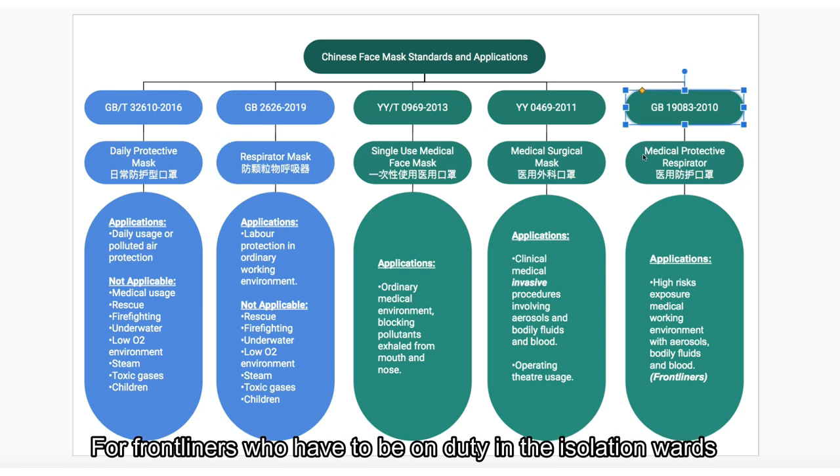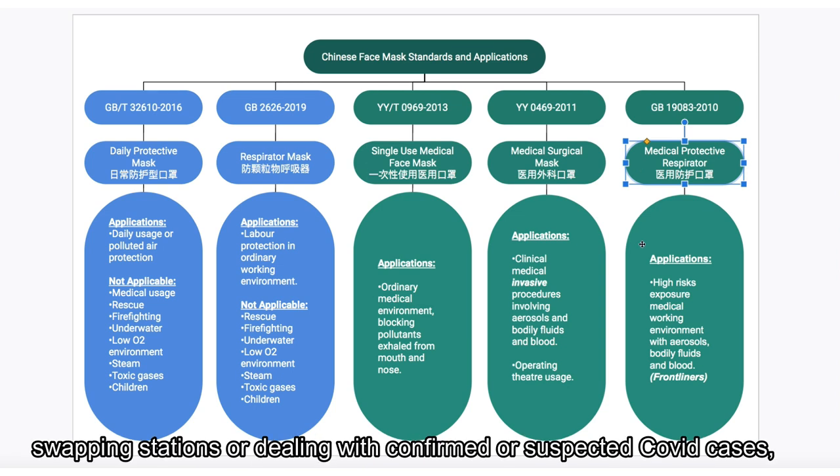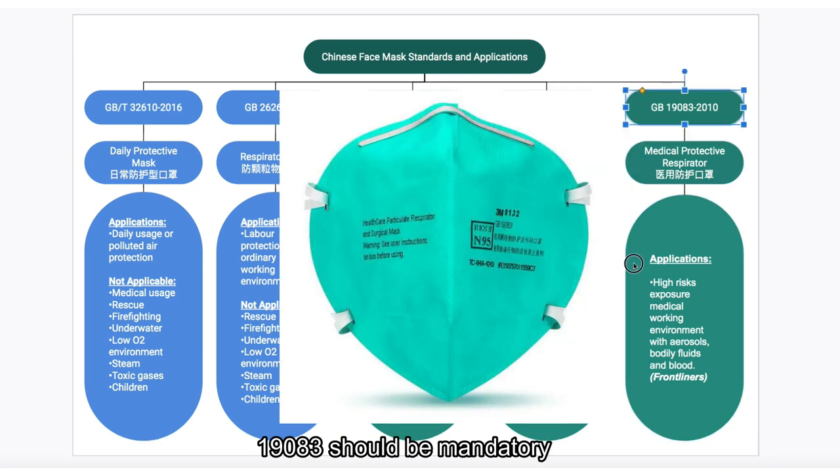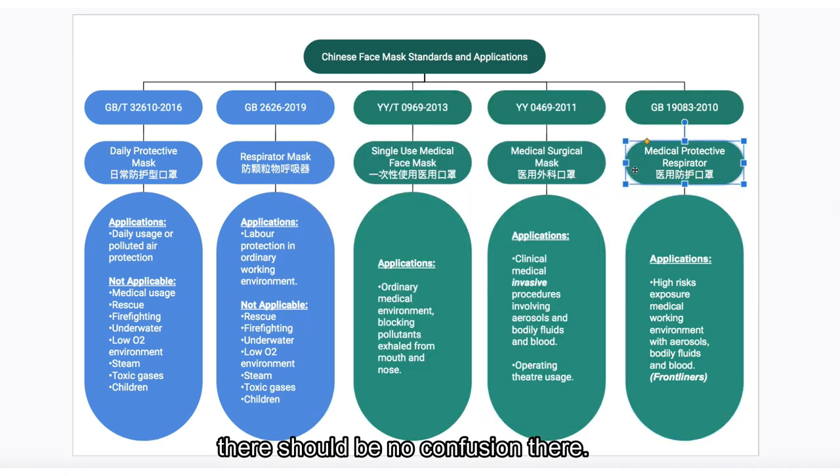For frontliners who have to be on duty in the isolation wards, swabbing stations, or dealing with confirmed or suspected COVID cases, 19083 should be mandatory. There should be no confusion there.